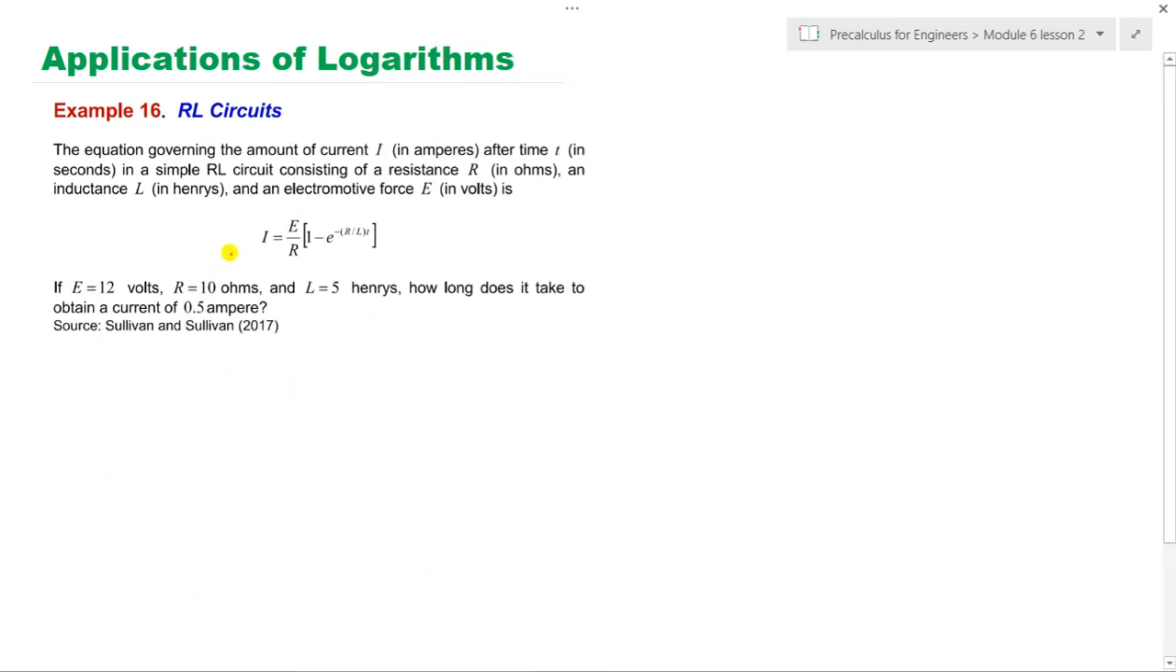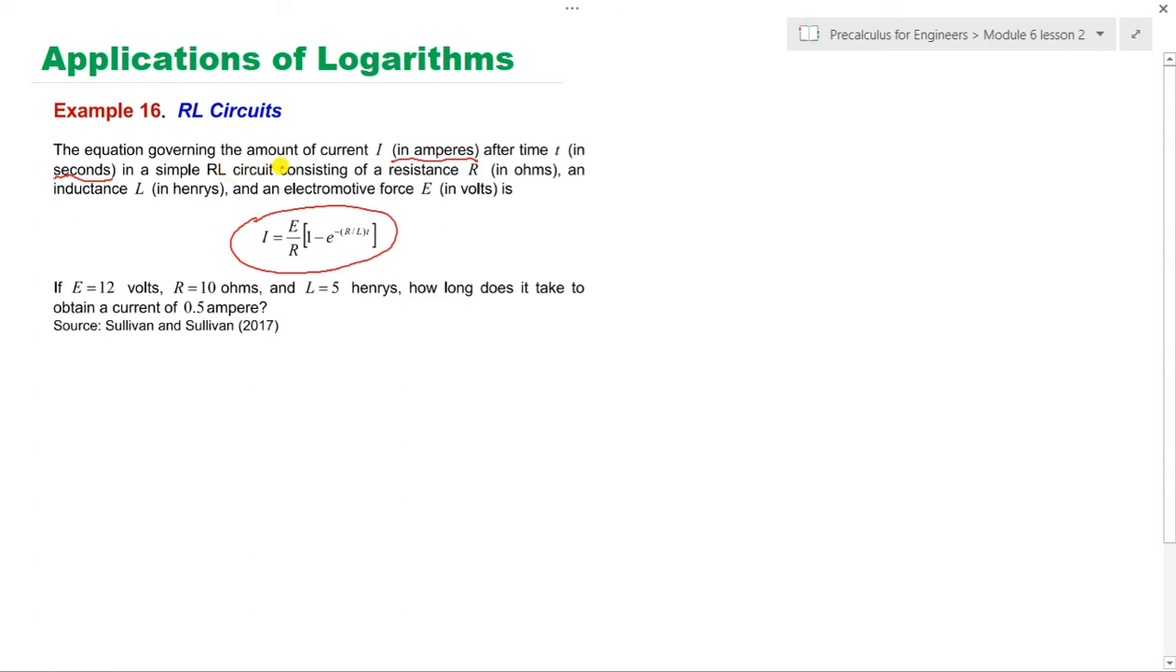Here is an example on an electric circuit. Here we model the problem in exponential form. I think from the previous lesson you have discussed a similar problem. Here we have the equation governing the amount of current, I equals E over R. After time t, again, you must be consistent with the units. I here is in amperes, and t here is in seconds.